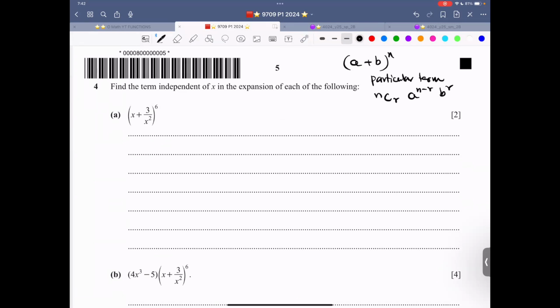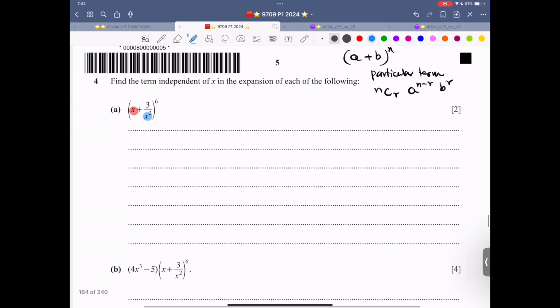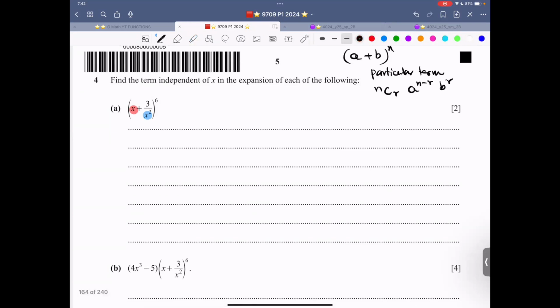When do we use this 3-step method? We use it when the first term has an x, the second term also has an x. One will be in the numerator, one will be in the denominator. And we need to find the value of r for which we will be having this term. So I write 6CR. This is x. This is 3x minus 2. It's being raised to a power of r. It's being raised to power of 6 minus r.